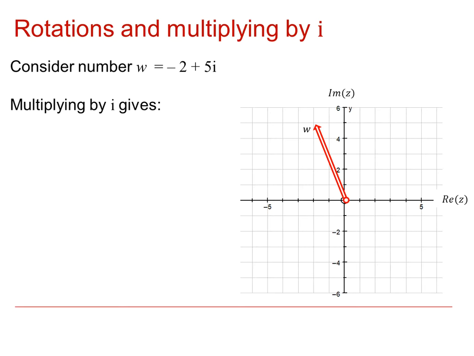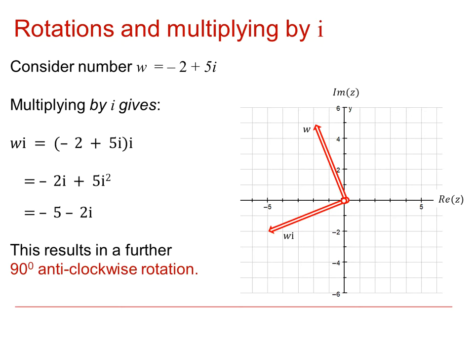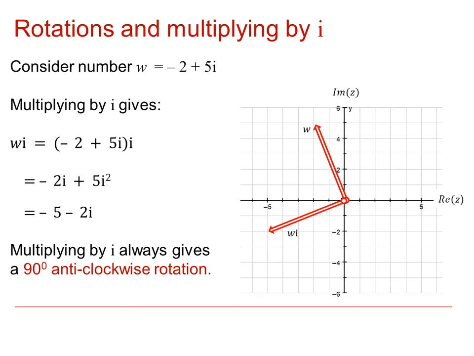Well, multiplying by i again, clearly that's going to give us the result negative 5 minus 2i. Just check through that calculation, make sure you're happy with that. And if we plot that onto the Argand diagram, it would be at negative 5, negative 2 this time. And we can see again that we've got a 90-degree rotation. So whenever we multiply by i, the effect of that is to give a 90-degree anticlockwise rotation about the origin.